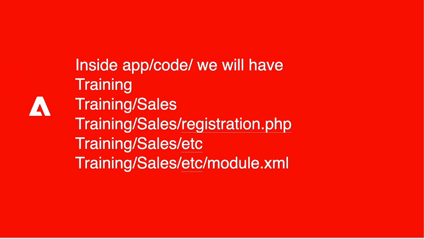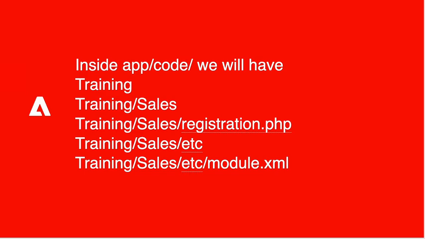So when we're done, we are going to have inside of app code a new folder called training. Inside of that, we're going to create a new folder called sales. Inside of that, we're going to have a registration.php. We need an etc folder, and inside of that is going to contain one XML file called module.xml.